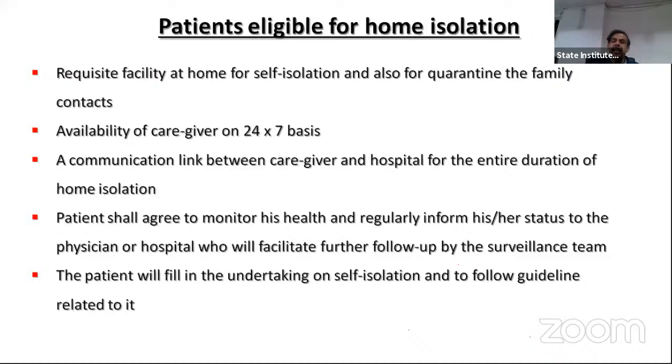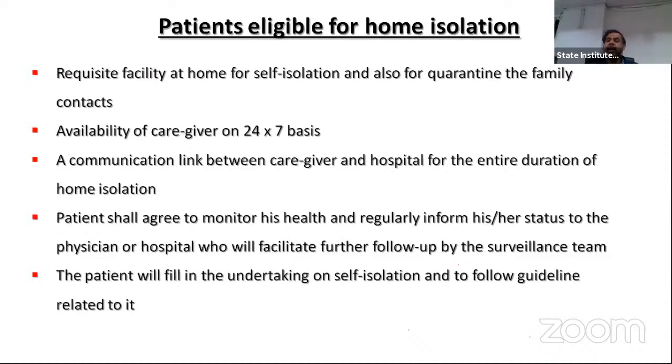Patient should also agree that he or she will monitor their health regularly and will inform the status to the physician linked to the patient on a regular basis. That is very important. And the patient should give an undertaking that he will undertake self-isolation and will follow all the guidelines strictly and religiously. That's very important. So you must have facility for home isolation at home. There should be availability of a caregiver. That's very important. There should be a link between a medical officer and the patient.